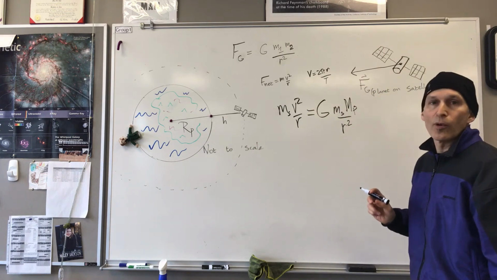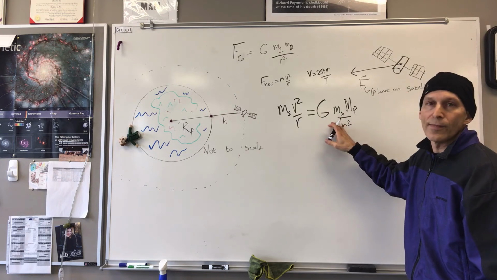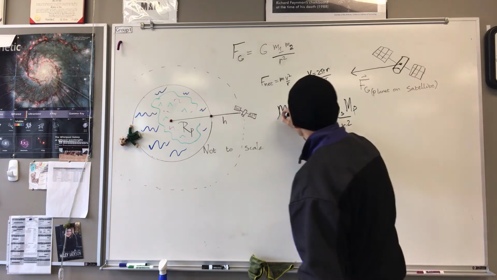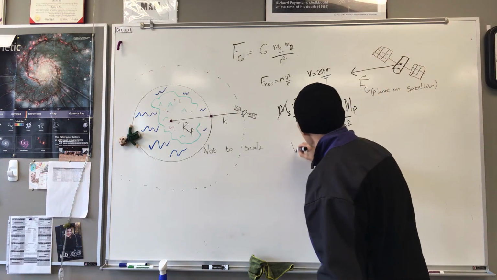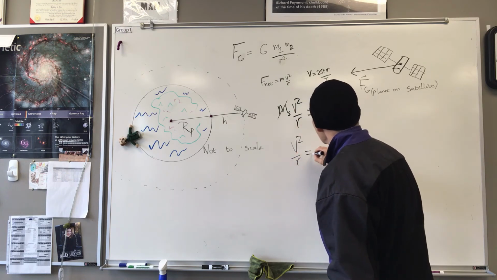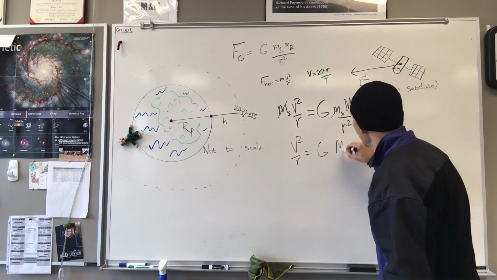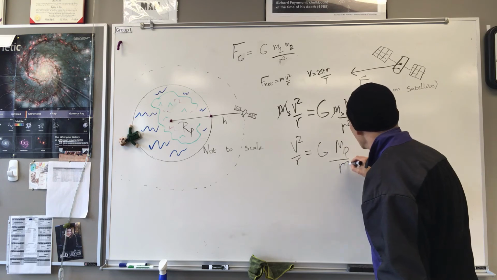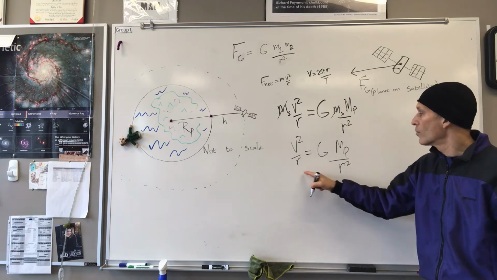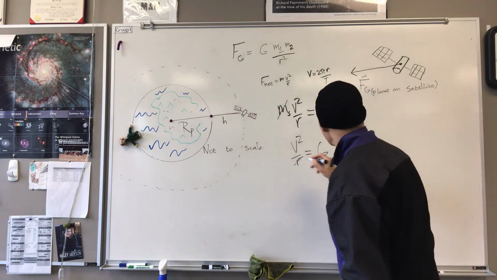So first thing I want to point out to you is that the mass of the satellite doesn't matter. It's on both sides of the equation. So we just divide that out. And now we have v squared over the radius equals the G constant times the mass of the planet over r squared. Next thing to notice is that one of the r's divides out.